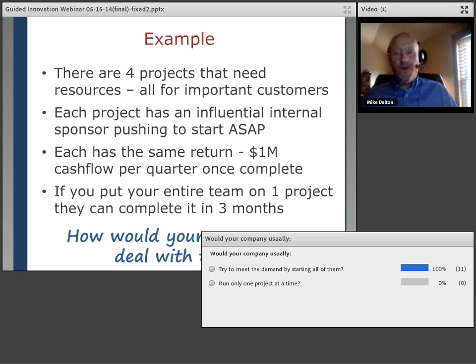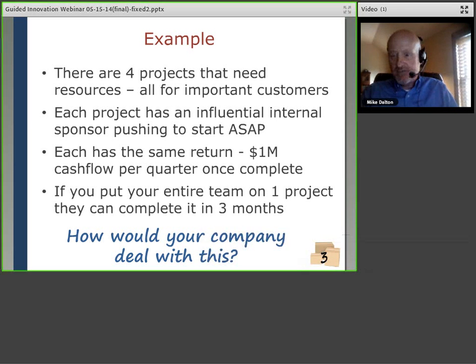And we're at 100% start them all. So actually, I usually get a couple of hands for running them one at a time, but usually no more than 1 or 2. So we try to meet the demand by starting all of them. And it's very typical for organizations to work that way.